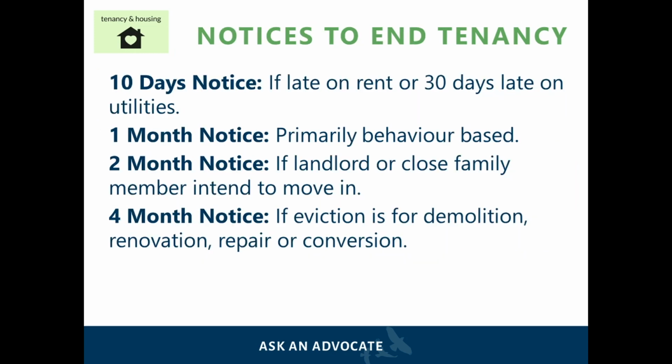There are a few common types of notices that can be issued. A 10-day notice is given when a tenant hasn't paid rent on time or has yet to pay utilities in the last 30 days. A 1 month notice is given for a multitude of reasons, however, it is more often than not issued for behavior-based issues. 2 month notices are given to a tenant when the landlord or their immediate family member intends on moving into the unit. And a 4 month notice is given when a demolition, renovation, repair, or conversion of the unit is needed. Each of the notices has a deadline to dispute, so don't forget to address them as soon as you receive it.